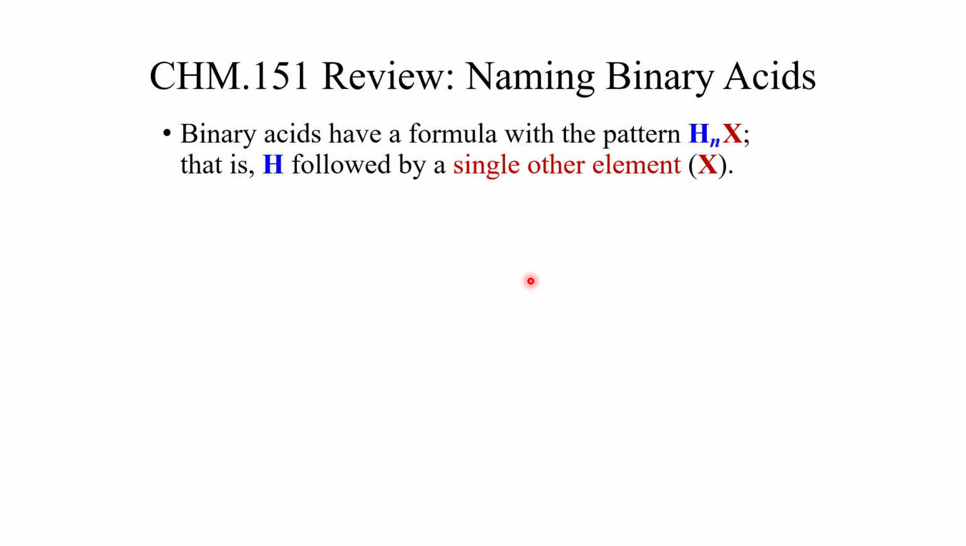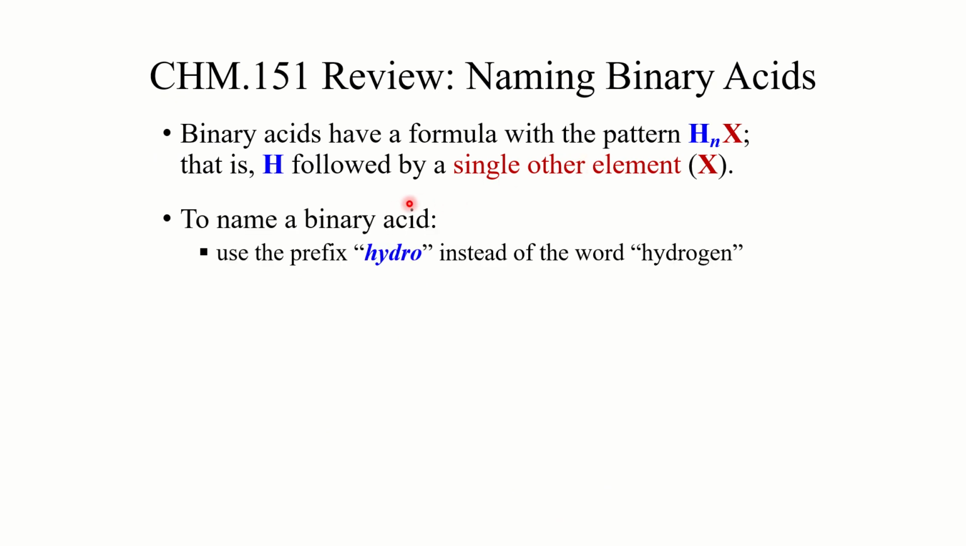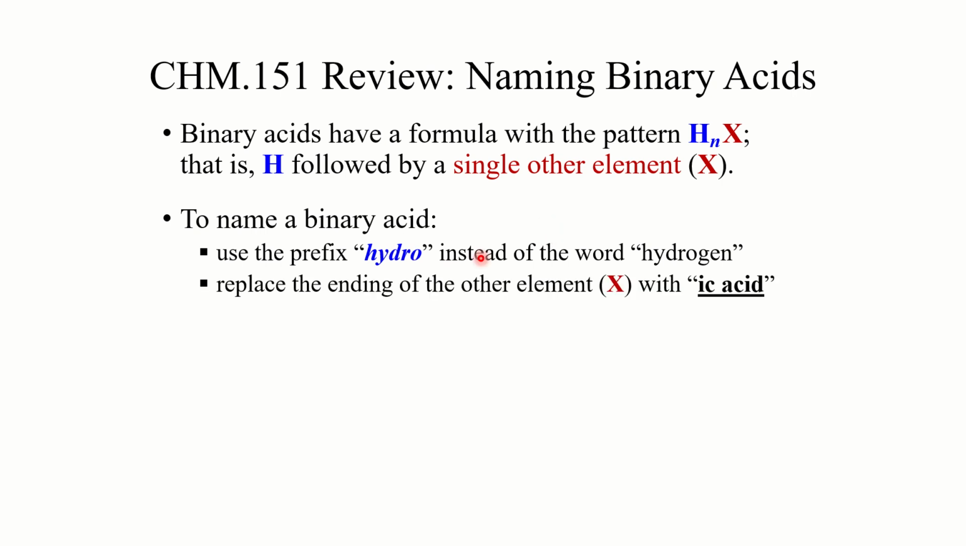Binary acids, again, have that formula with the pattern HX: H followed by a single other element. To name a binary acid, we use the prefix hydro instead of the word hydrogen, and we replace the ending of the other element X with -ic acid.